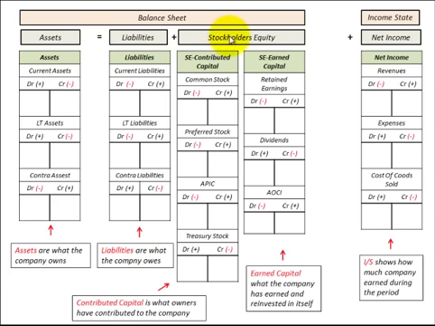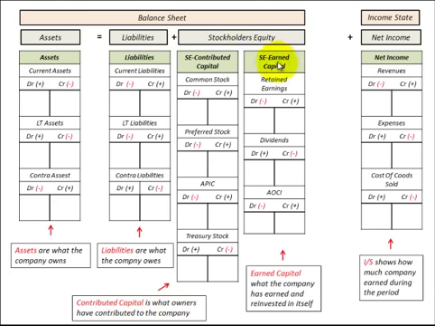Taking a look here at stockholders' equity. Broken it down by contributed capital, which would be the common stock, preferred stock, additional paid-in capital, and treasury stock. And again, debits and credits are shown here as plus or minuses. Minuses for debits, pluses for credits, and of course treasury stock is kind of a contra account. So that would be debits plus, credit minus. Now, contributed capital is what the owners have contributed to the company.